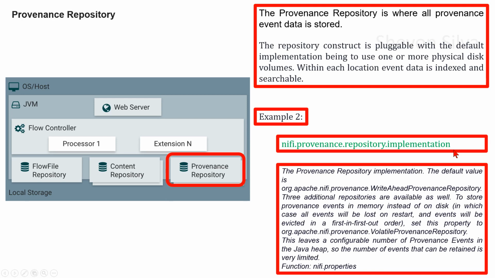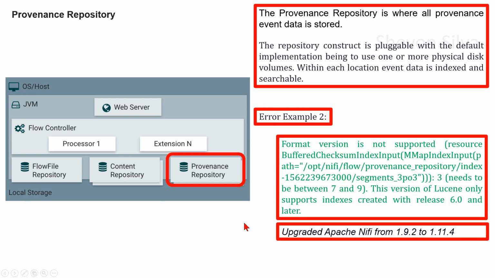Note: the write-ahead provenance repository will make use of the provenance data stored in the persistent provenance repository. However, the persistent provenance repository may not be able to read the data written by the write-ahead provenance repository. Therefore, once the provenance repository is changed to use the write-ahead provenance repository, it cannot be changed back to the persistent provenance repository without deleting the data in the provenance repository. And this is available in the NiFi properties file.